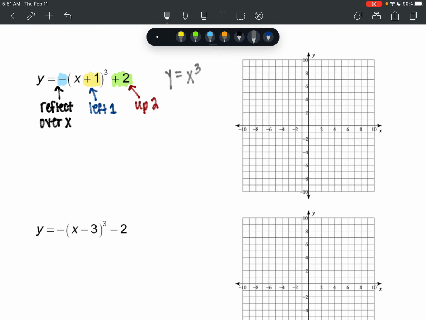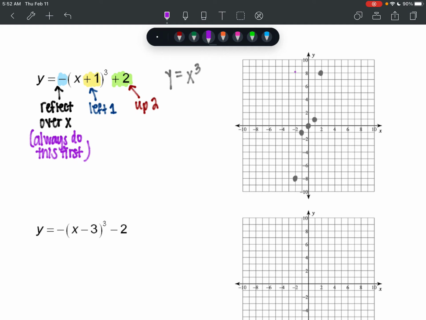So this one I'm going to show you a little bit differently. I'm going to plot just the points of the parent function. So in gray, I've got -2, -8, -1, -1, 0, 0, 1, 1, 2, 8. And now I'm going to do this series of moves, starting with the reflection. So we always reflect first. With the way I'm showing you, you always want to do your reflection first. So I'm going to start with the point -2, -8.